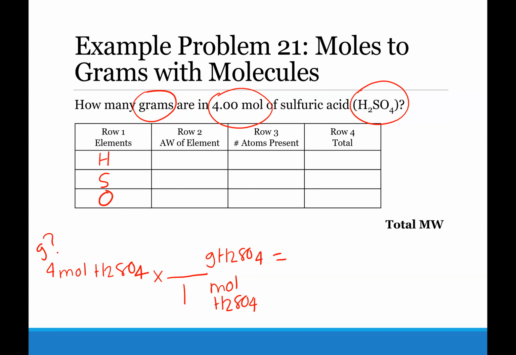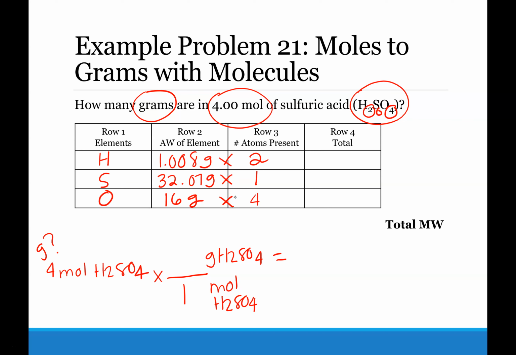Hydrogen is element number 1, and so its weight is 1.008 grams. Sulfur is number 16, and its weight is 32.07 grams. And oxygen is number 8, and it has 16 grams of mass in it. And so there are 2 hydrogen atoms, there is 1 sulfur atom, and there are 4 oxygen atoms.